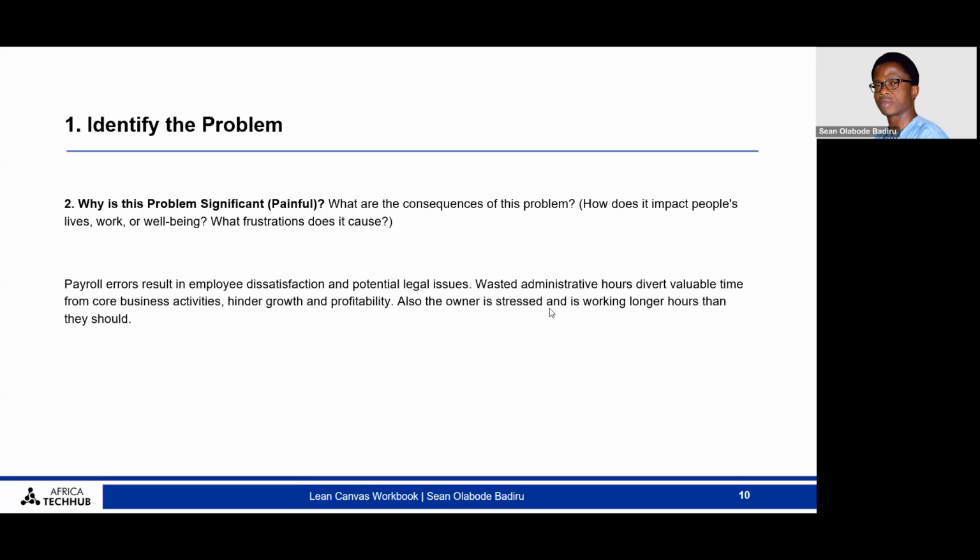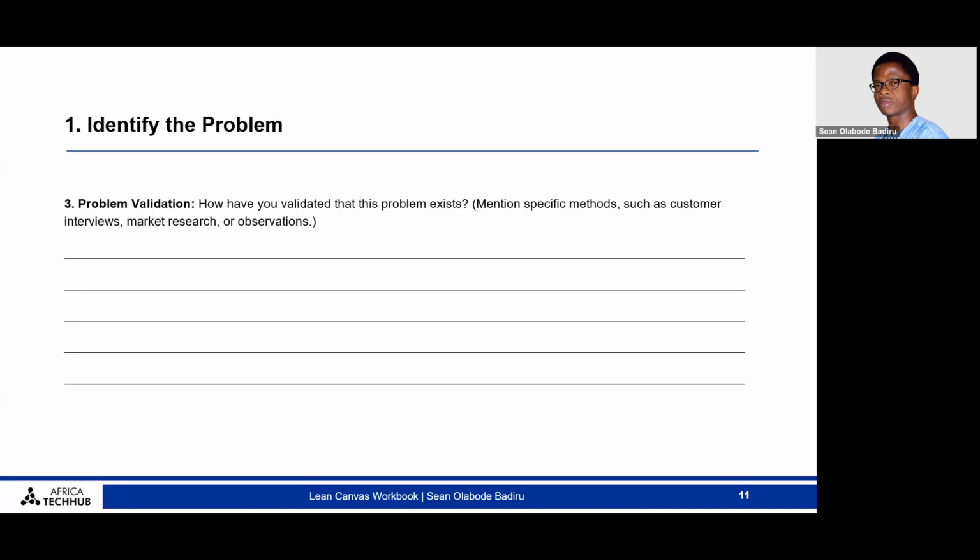Okay, so where are we now? The next one. Problem validation. How have you validated that this problem exists? I learned this while taking the course on UI UX. Before you design mobile applications, I'm a product designer. That's one of the things I also do as a side gig. I design mobile applications. So that course that Google taught us said, before you design, carry out research to validate that the pain point you want to solve is actually a pain point.